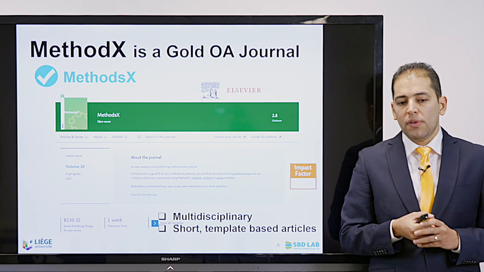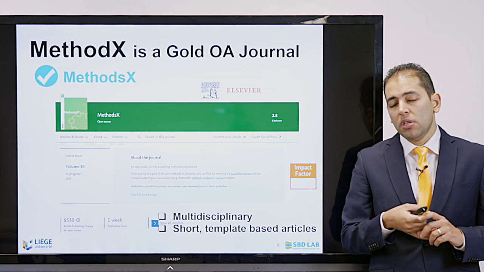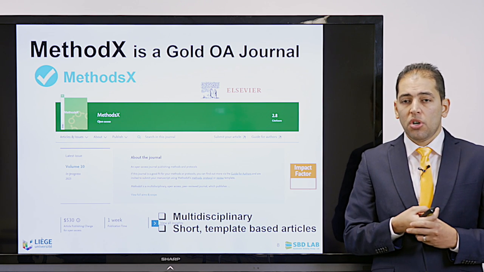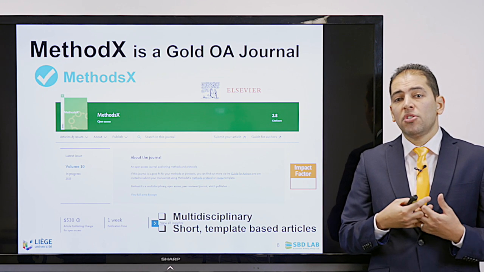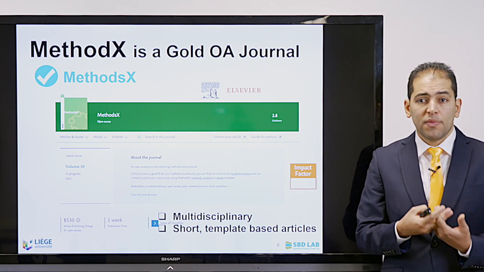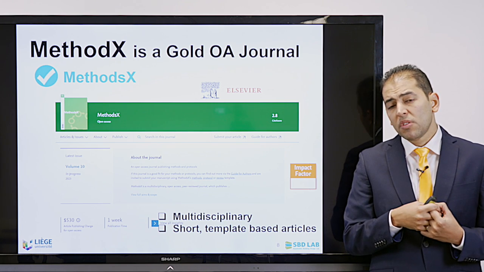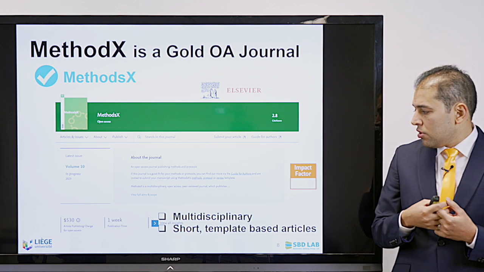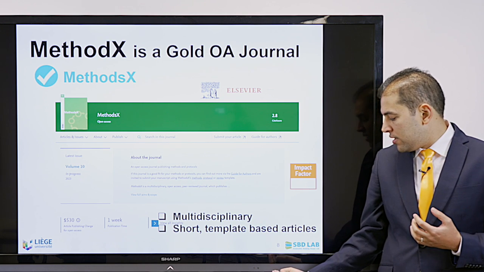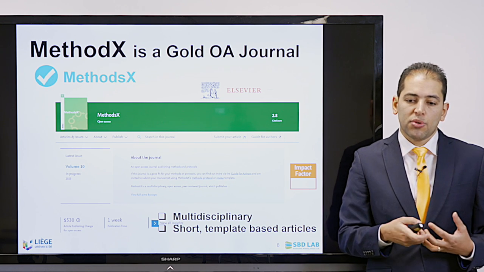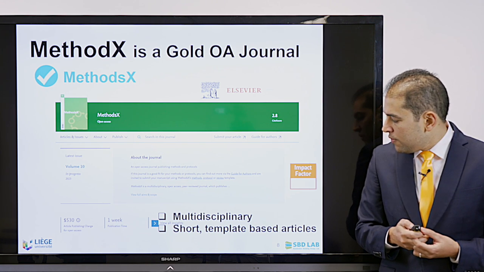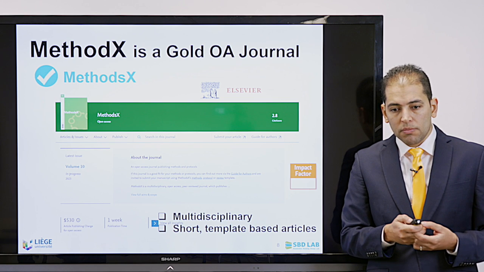Now, I'm using specifically the MethodsX journal, which is a gold open access journal, which means that you have article processing charges, but there are other journals that publish methods. You can look for them. I just prefer to start with this journal because I'm familiar with it. I review for it. I'm also in the process of becoming an editor. So here it is a multidisciplinary journal, and it has a short template-based article format, so the publication process is not complicated, and it's relatively fast, and it has an impact factor.